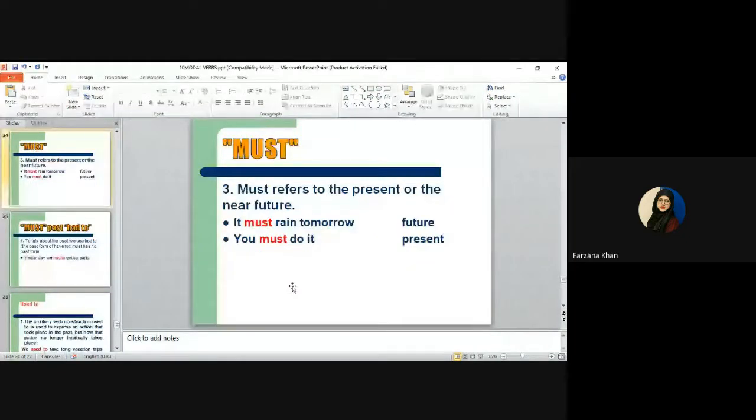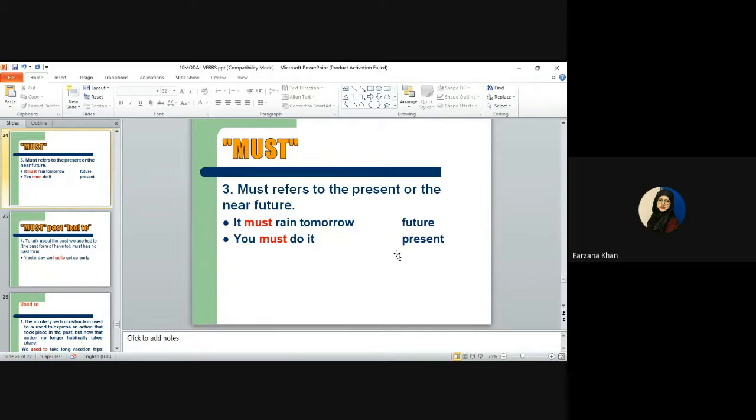Another use of must is that must refers to the present or the near future. How? You can see in the example, in the sentence, it must rain tomorrow. It means you are telling a strong necessity about tomorrow, about which you are sure. It must rain tomorrow. You must visit me, or you can say you must do it.